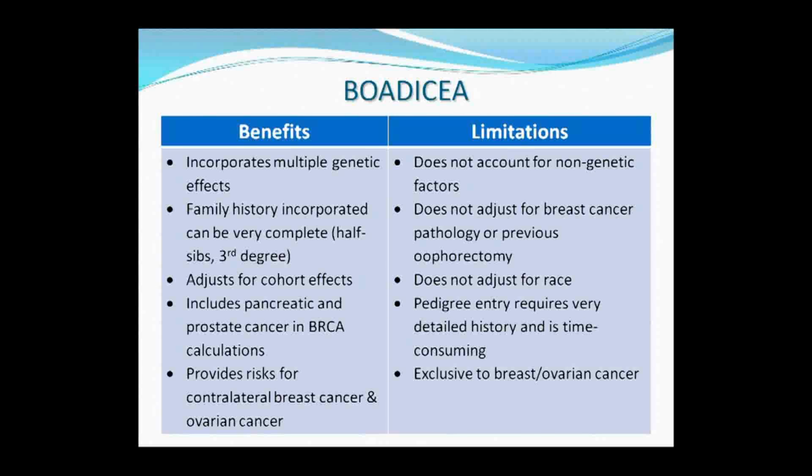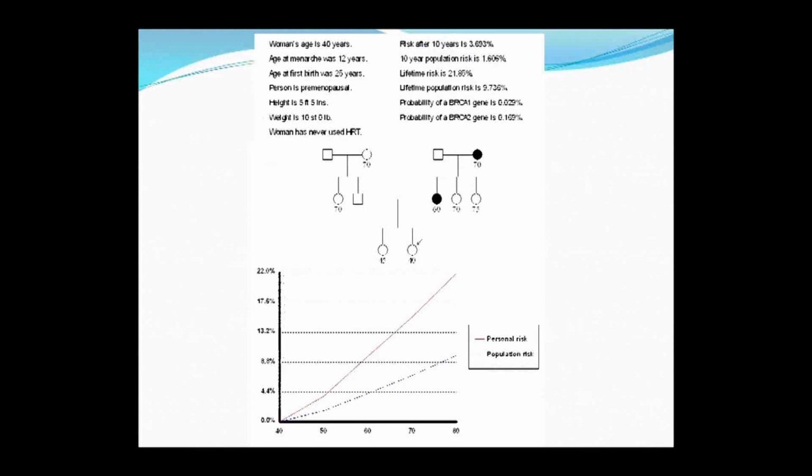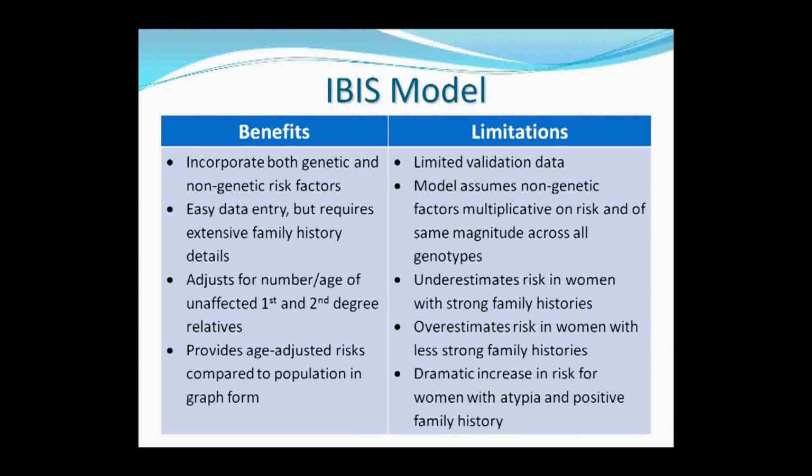A third model, IBIS, or the Tyrer-Cuzick model, again you see the reference and the website availability here, is actually the only one that really combines both non-genetic risk elements as well as genetic risk elements and provides an output as you see here. It is relatively easy to enter data, but you do need a lot of family history details. But it hasn't been as well validated, and it does have some model assumptions that may or may not be appropriate.